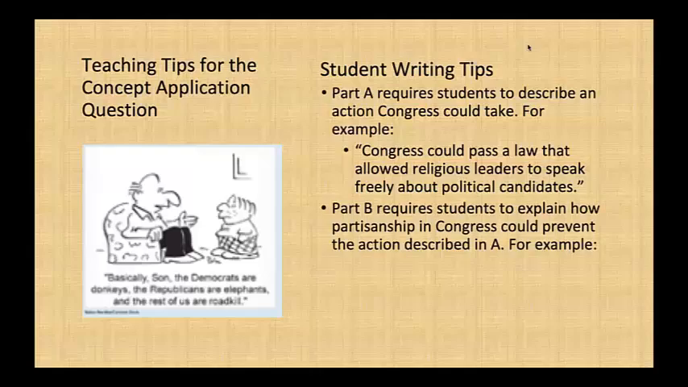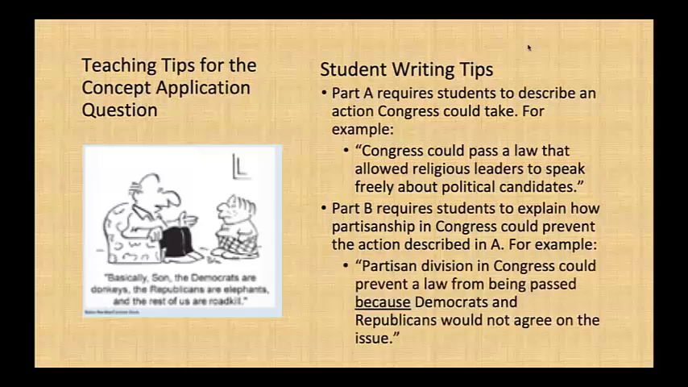It's an explanation, and in this case, how partisanship in Congress can prevent Congress from passing the law described above. So here's an example. Partisan division in Congress could prevent a law from being passed because Democrats and Republicans would not agree on it. And I would go further and say, and therefore would not be able to reach a majority and pass the law or pass both houses.